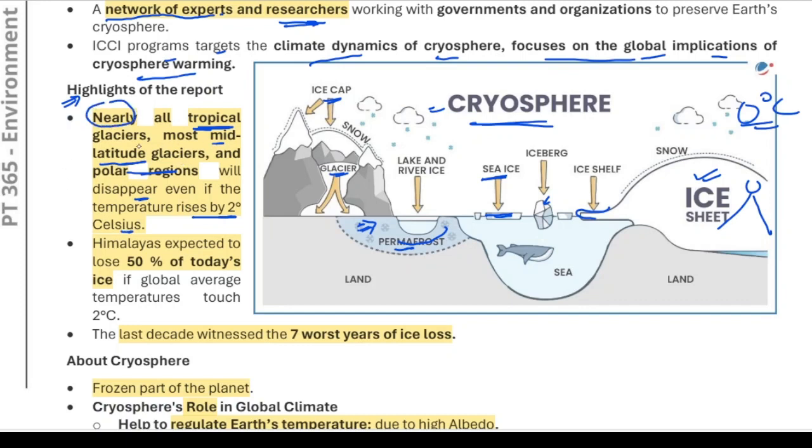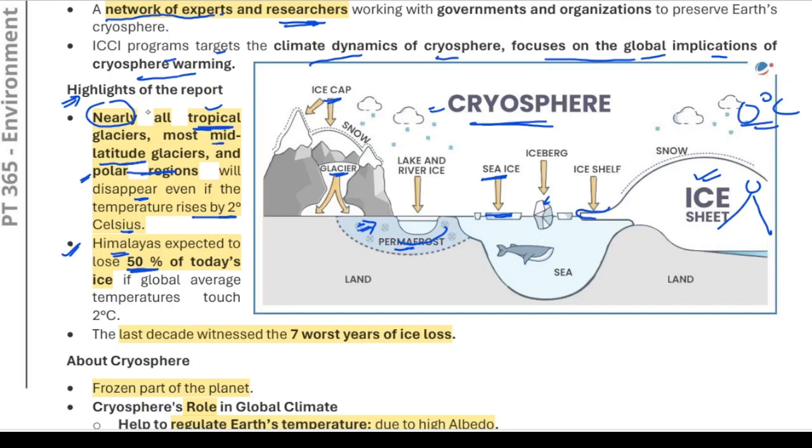Nearly all of the tropical and most of the polar glaciers will disappear. Okay, Himalayas. You also know that the Himalayas are also a part of the cryosphere. Himalayas are expected to lose 50% of today's size.